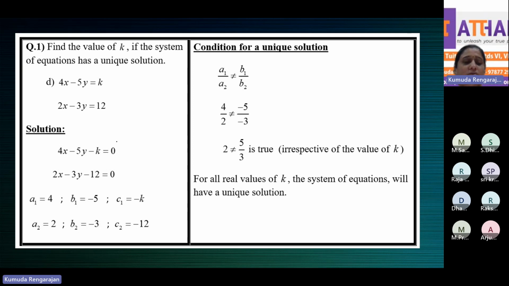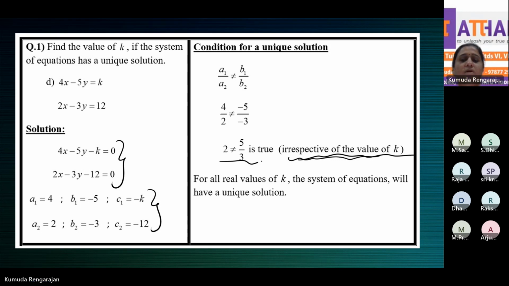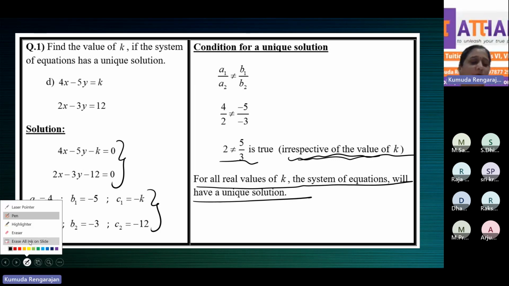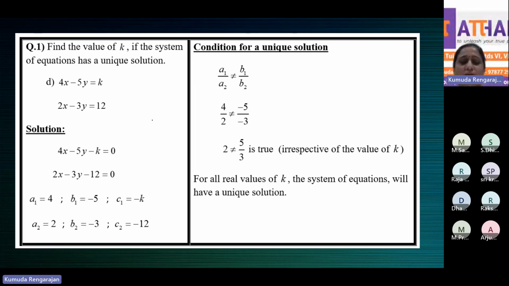So as usual, write out the equations in the standard form, write out the values, and substitute in the condition a1 by a2 is not equal to b1 by b2. You get 2 not equal to 5 by 3. Yes, it's true, and this is irrespective of the value of k. Whatever be the value of k, this is going to be true. So for all real values of k, the system of equations will have a unique solution, because the value of k is not going to change this. Got it, children?